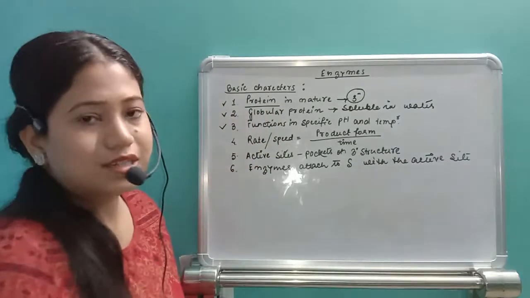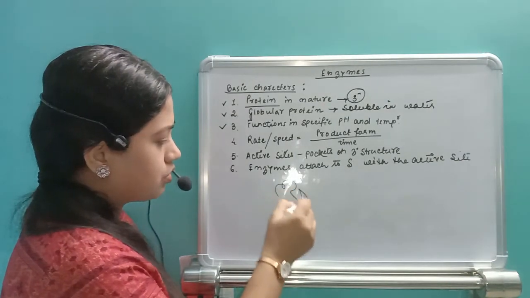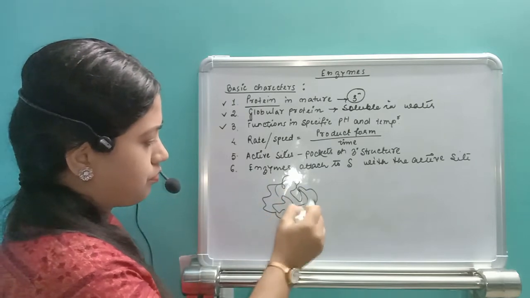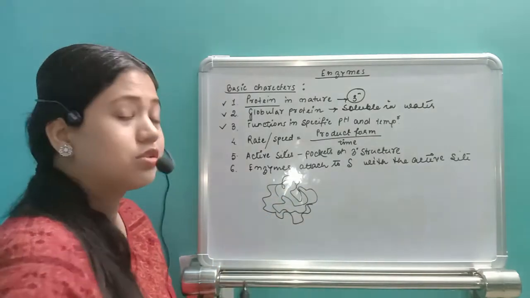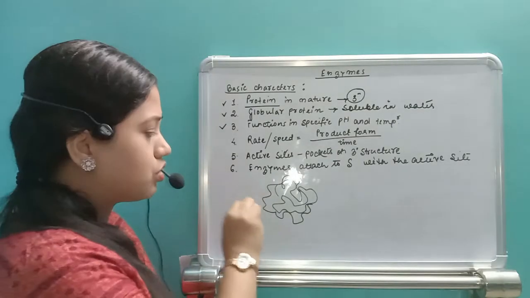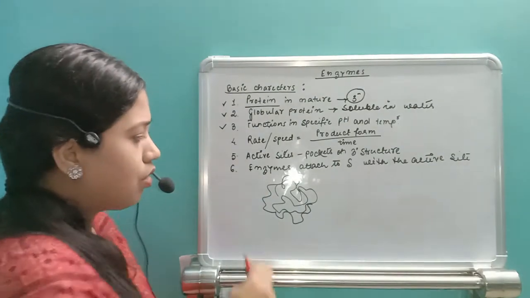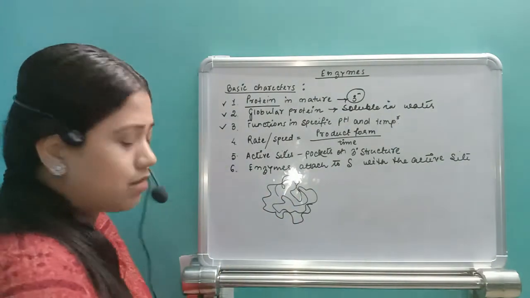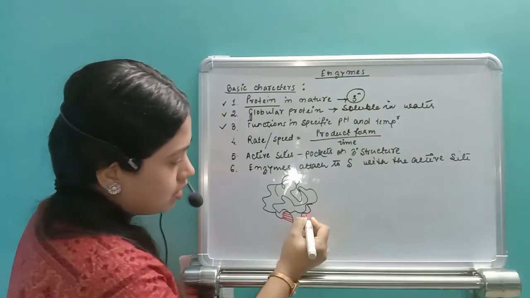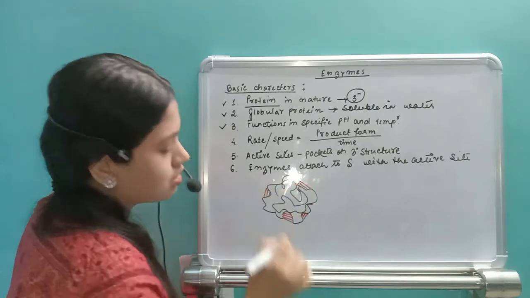Okay, so just see what happens. Suppose this is the tertiary structure of a protein, the tertiary structure of an enzyme. Whenever this tertiary structure develops and the enzyme is formed, some pockets are developed on the surface of the enzyme. Suppose this is one pocket, and this is the next pocket. So this way such pockets are developed.